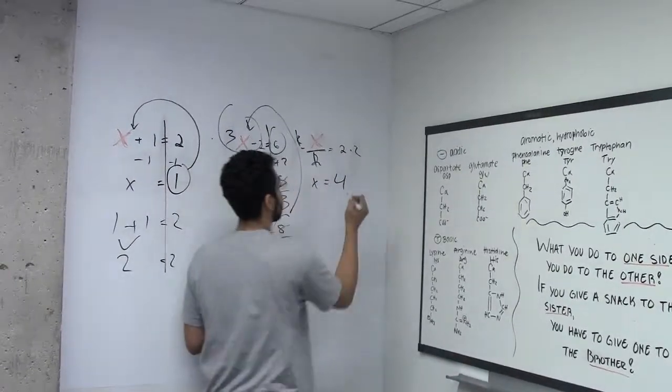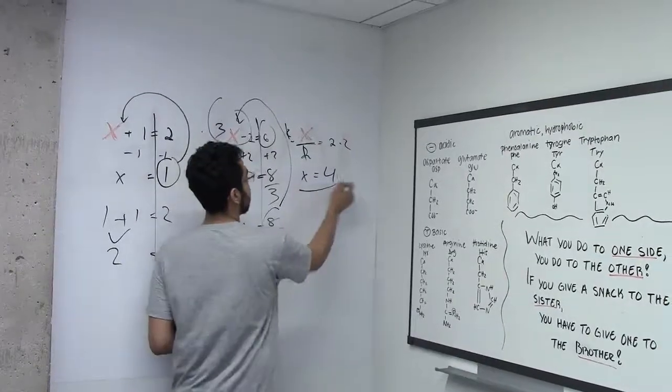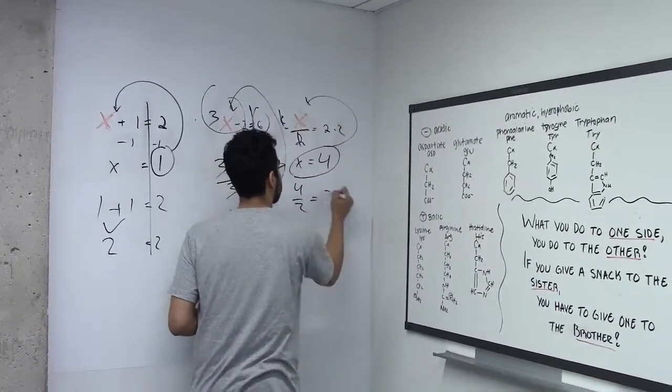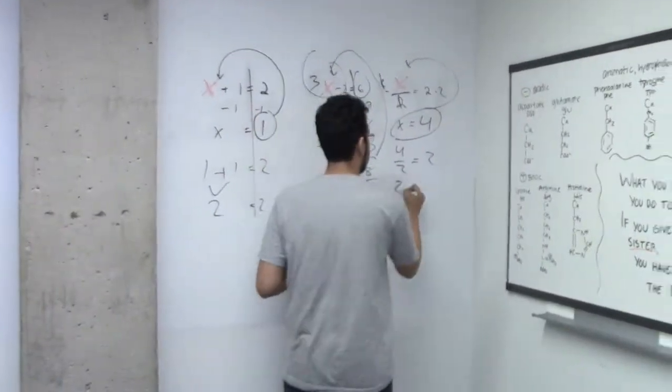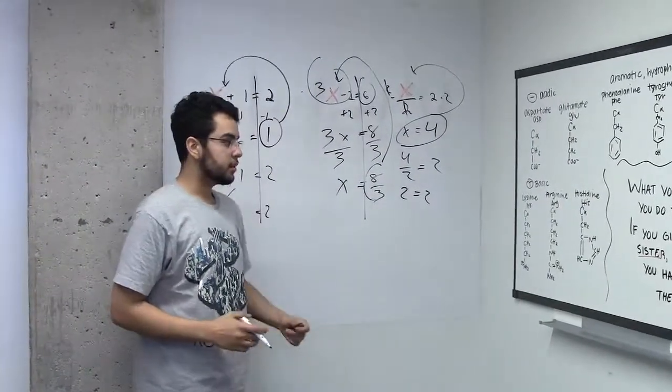Yes, correct. 4. Now again, what you can do to make sure that's the right number is plug this number in for x. So it would be 4 divided by 2 equals 2, and 4 divided by 2 equals 2. Correct. So 2 equals 2, and that's how you know that that equation is indeed valid.